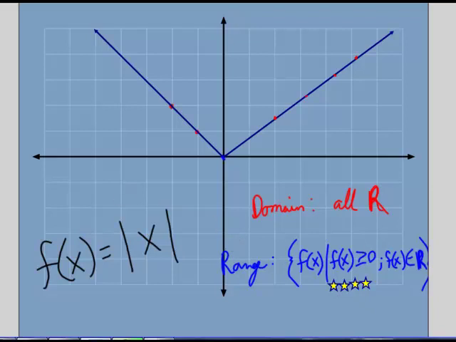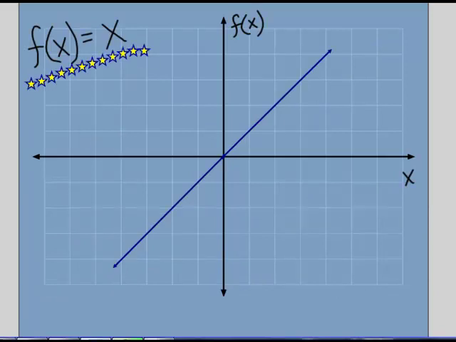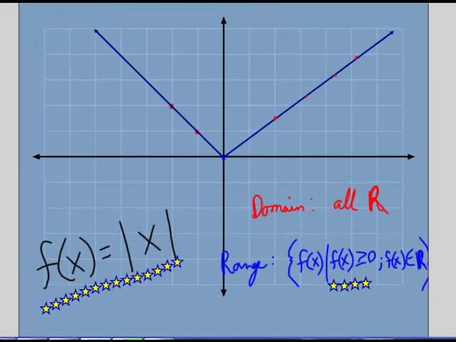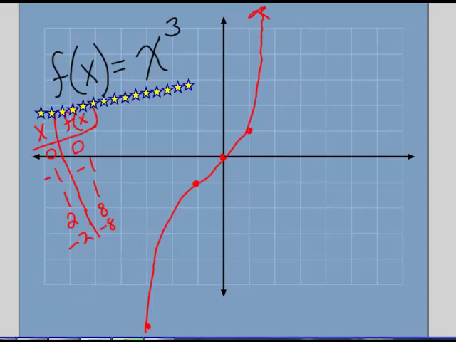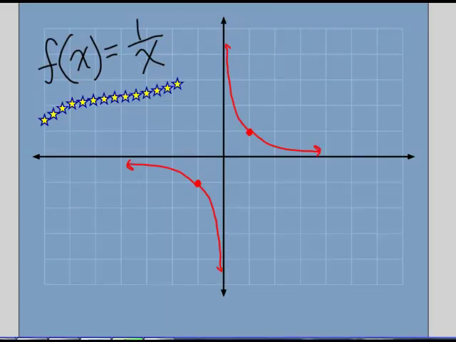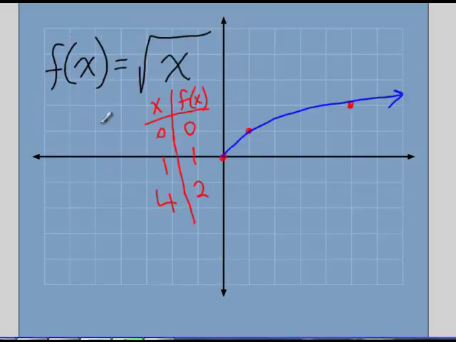Alright, now go through every single common graph that we did from the last video. Once again, that was f of x is equal to x, f of x is equal to the absolute value of x, f of x is equal to x squared, f of x is equal to x cubed, f of x is equal to 1 over x, f of x is equal to square root of x, and that's all. So again, find the domain and range for each one of those common graphs. And this goes in the activities section of your notebook or your portfolio.